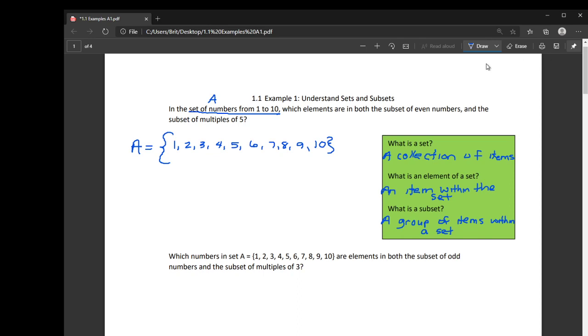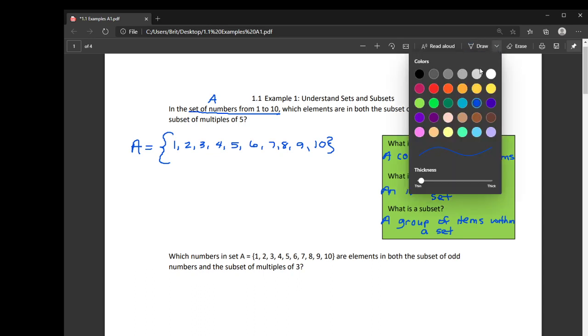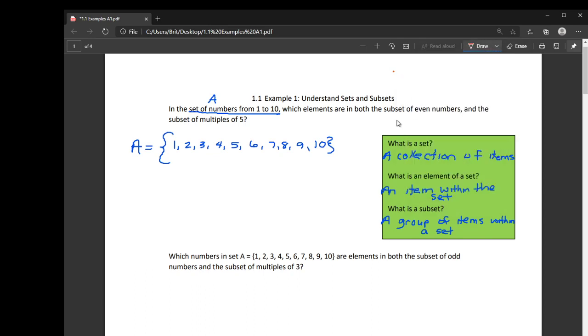the two subsets. So the first subset that they're describing is the subset of even numbers. I'm going to name that subset B. So the even numbers that are between 1 and 10 are 2, 4, 6, 8, and 10. So see that all the numbers that are in B, 2, 4, 6, 8, and 10, are contained within A. So B is a subset of A.